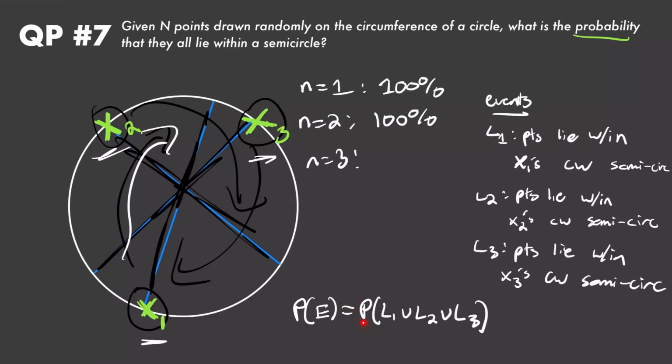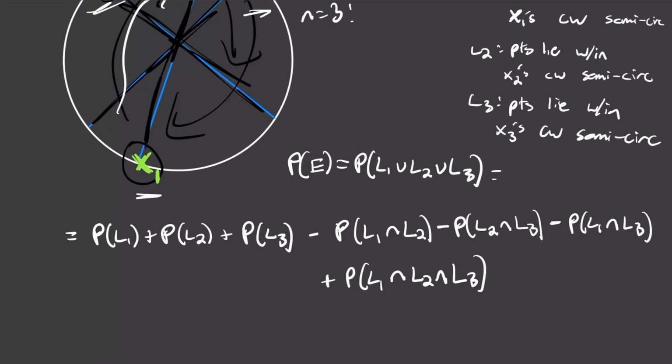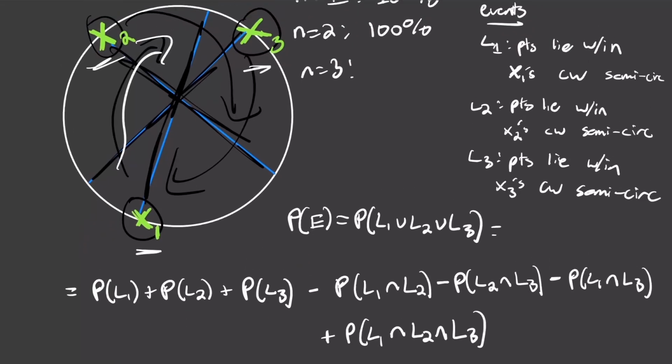So now what do we know? We're taking a union of a bunch of sets. Sounds like inclusion-exclusion, doesn't it? So if I write out the inclusion-exclusion, obviously I get this. Okay, so first let's calculate the probability of L1, L2, and L3.